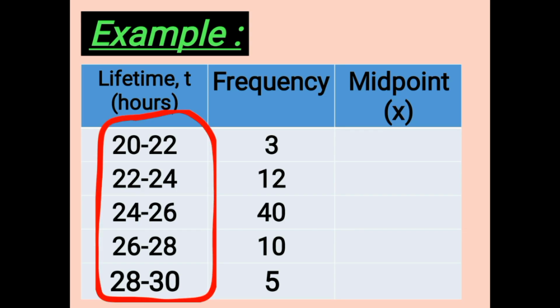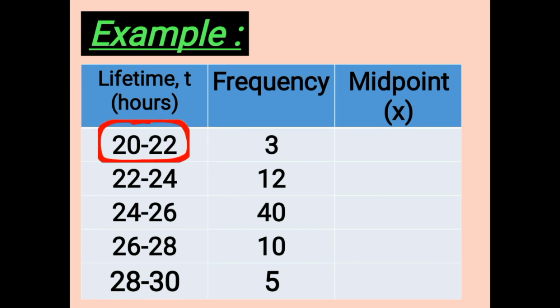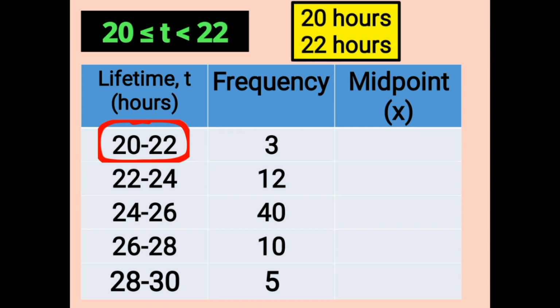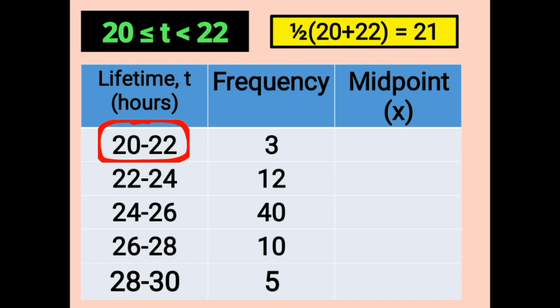Now, as you can see here, the data has no gaps. So, if we take the first row of 20 to 22 hours, this is the shorthand form of writing t is greater than or equal to 20 but less than 22. As the data has no gaps, the class boundaries for the first group are 20 hours and 22 hours. This is because since the data has no gaps, the class boundaries are the numbers of the class. And hence, the midpoint is 1 over 2 times (20 plus 22) equals 21. So, the midpoint x of the first group, 20 to 22 hours, is 21.